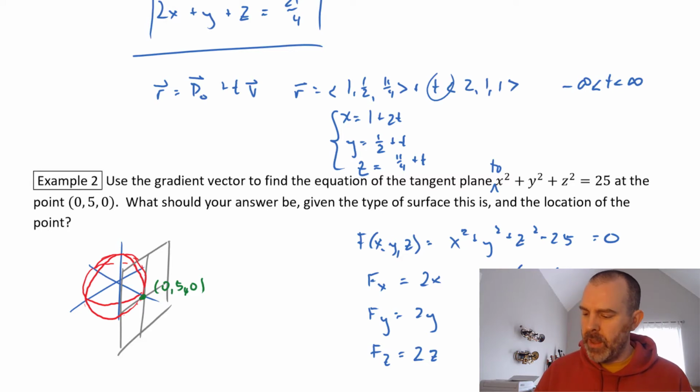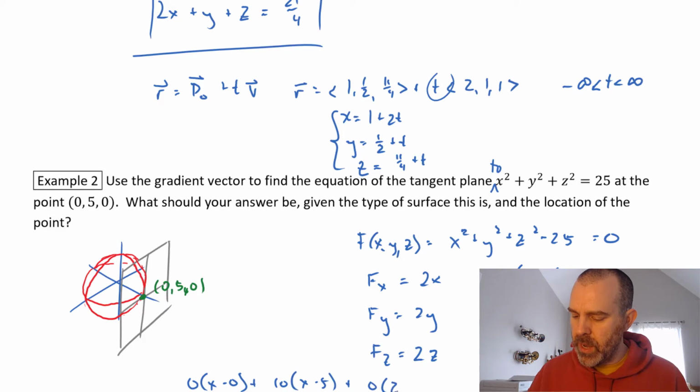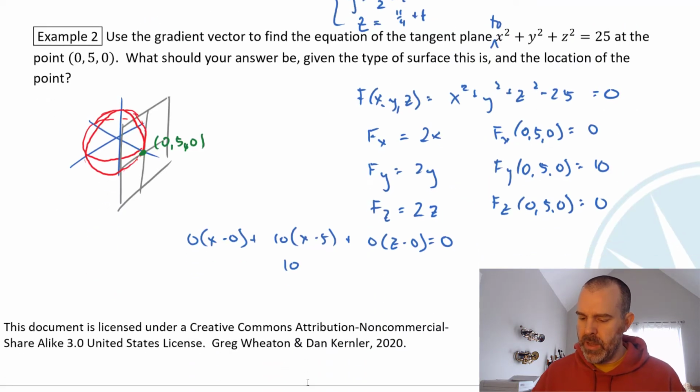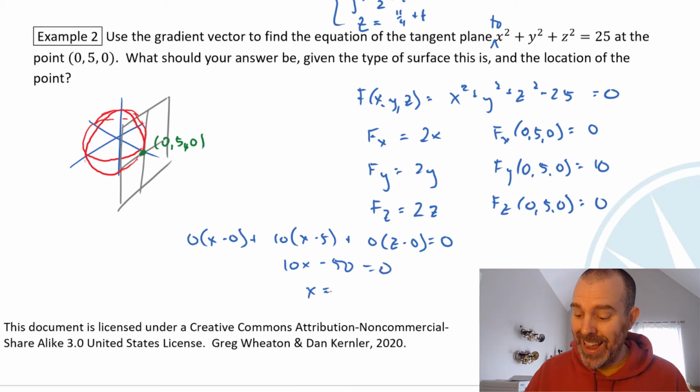And then we'll have, let's see, 0 times x minus 0 plus 10 times y minus 5 plus 0 times z minus 0 equals 0. And all we get is, oops, scroll down here, apologies, 10y minus 50 equals 0, or indeed y equals 5.